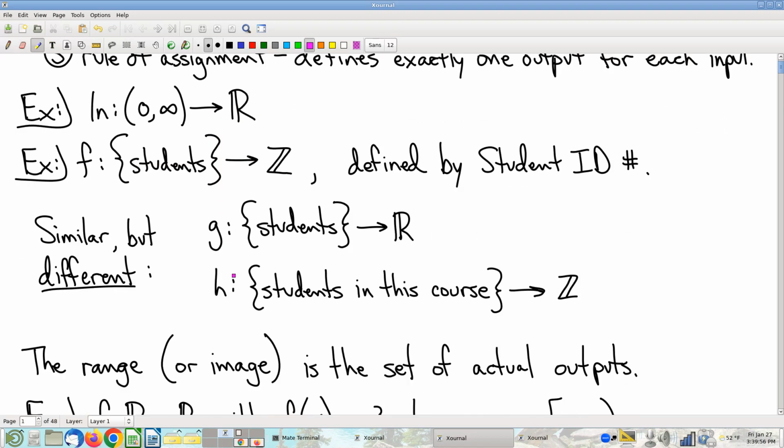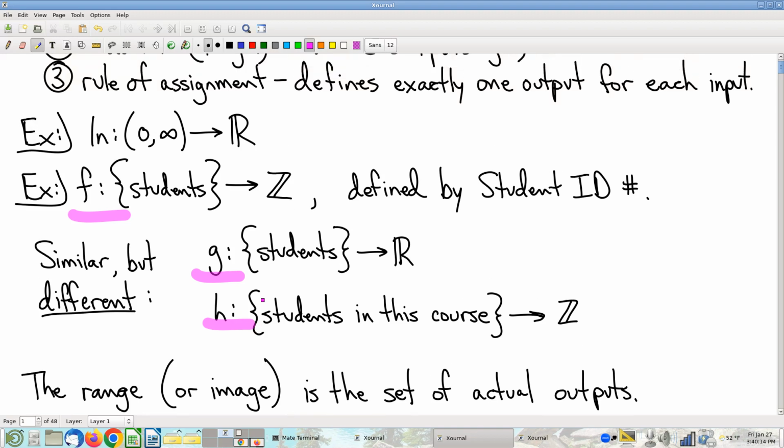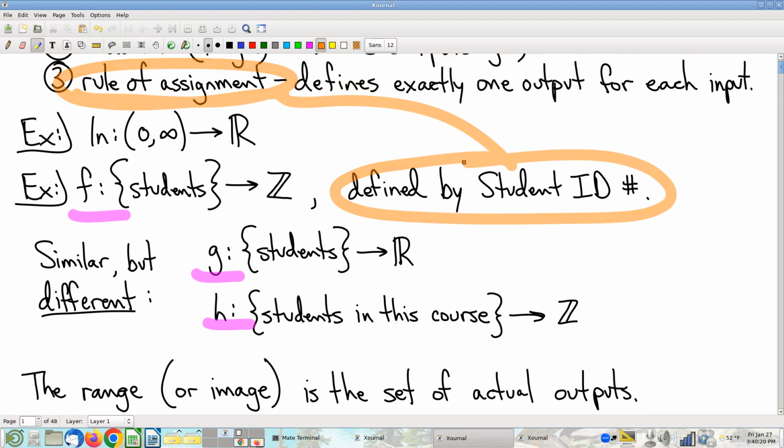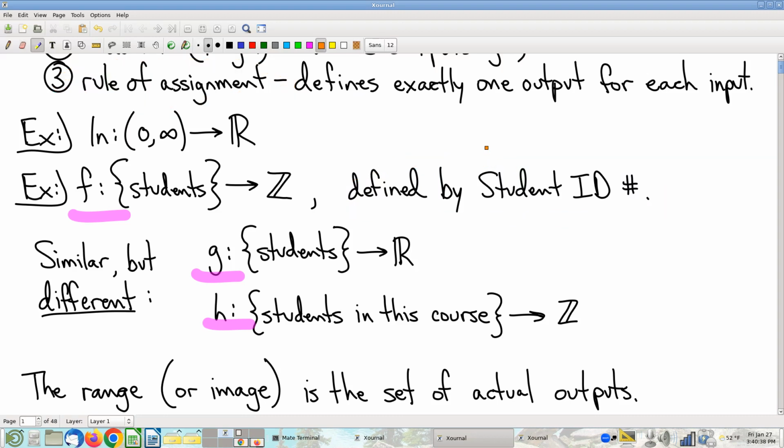Here's another example. This one seems a little bit silly, but this does allow me to fairly conveniently show you examples of related but different functions. So I've got three functions here, f, g, and h. All three of these functions are different functions. But all three of these functions have the same rule of assignment, namely, for any given student, the value of the function is that student's ID number. Now notice, that's not a formula. There's no algebra in the definition of this function, right? This is a rule. You give me any student, there is exactly one student ID number for that student. All right, so what is it that makes these functions different?